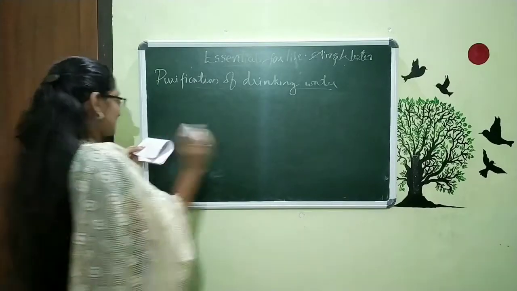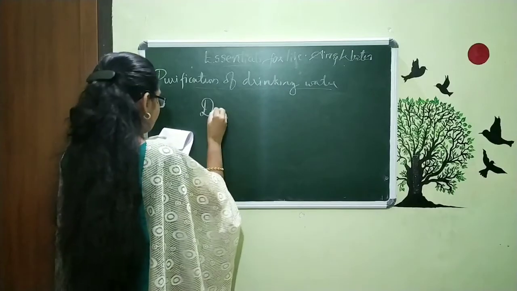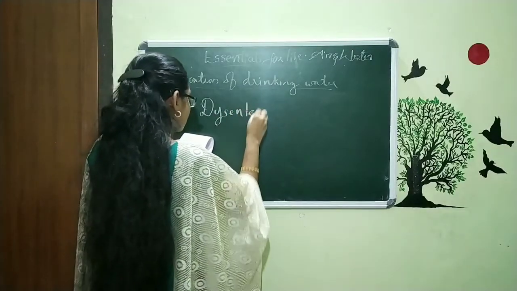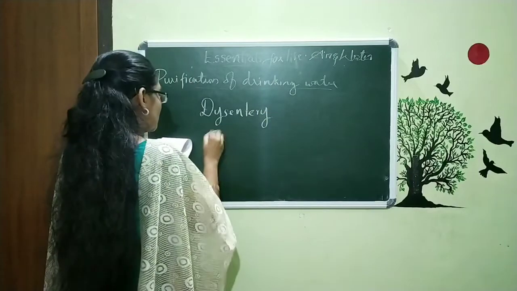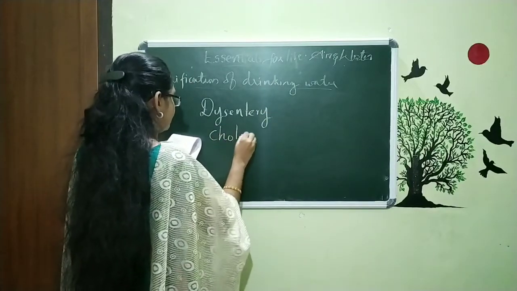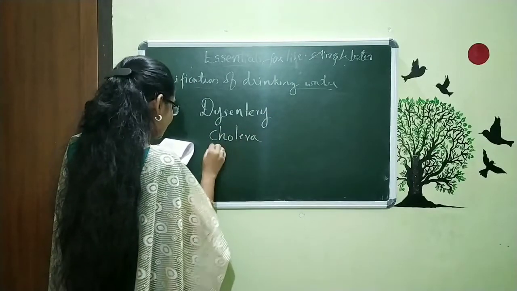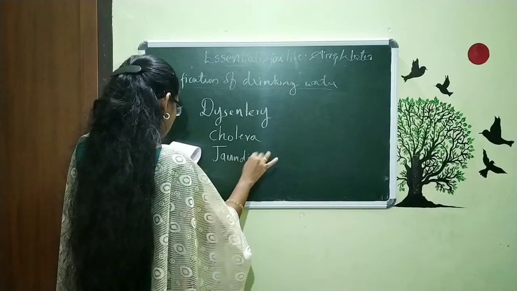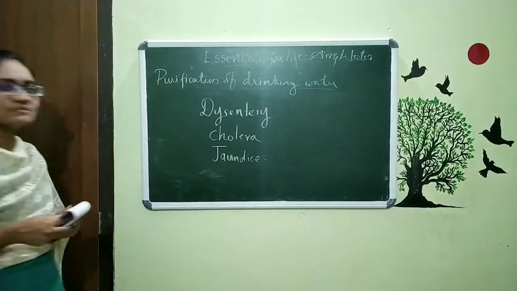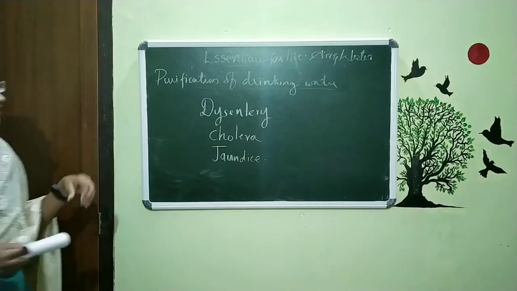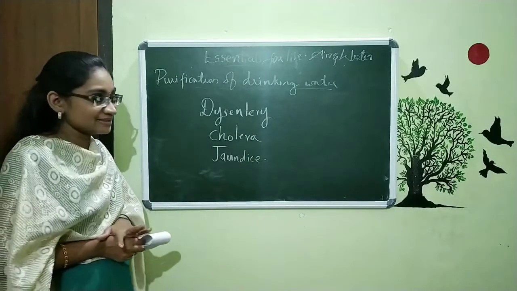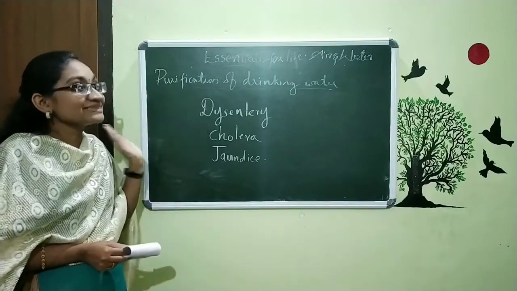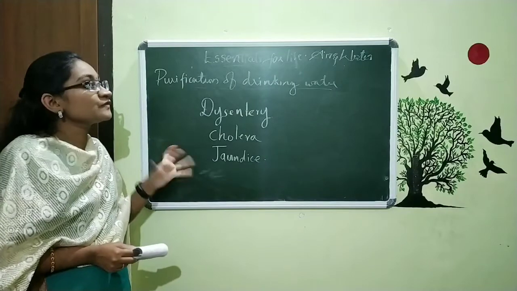Those diseases are these: dysentery, cholera, jaundice, etc. These are some of the diseases that will come with contaminated water. Contaminated water means polluted water. So, for avoiding all these diseases, we want to purify our water.